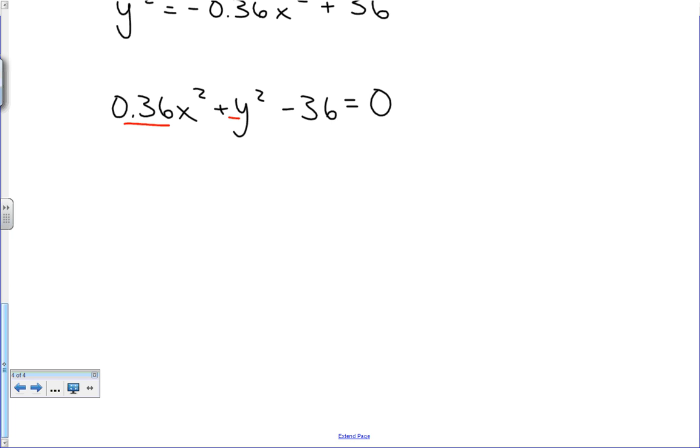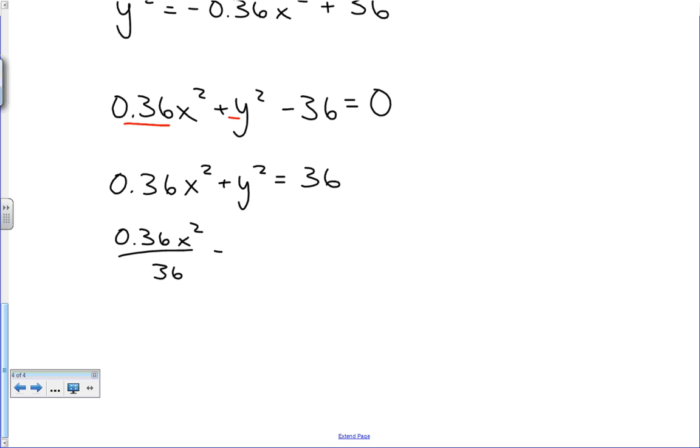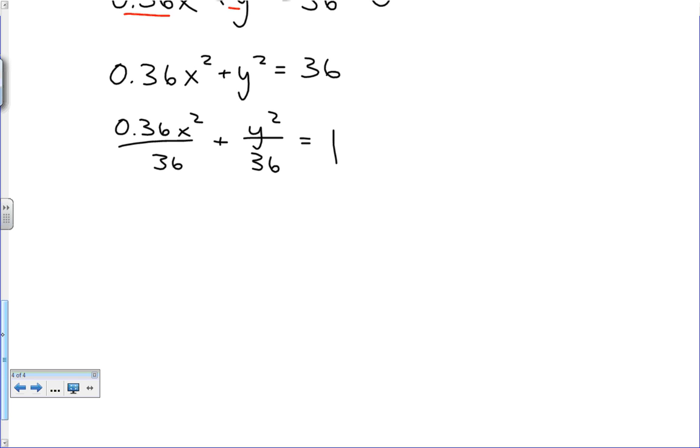However, to get it in a form that you might recognize a little bit better, I'm going to go back and rewrite it. I'm going to write it this way: 0.36x squared plus y squared is equal to 36, putting the 36 back on the other side just to show you another way we can write this. Now let's divide through by 36, so we'll have 0.36x squared over 36 plus y squared over 36 is equal to 1. And if we simplify this, we'll have x squared over 100, since 0.36 over 36 is 1 over 100, plus y squared over 36 is equal to 1.